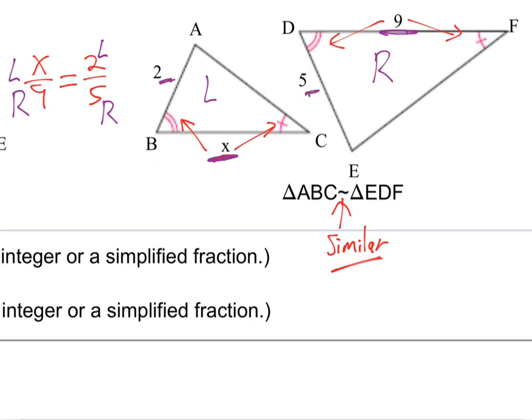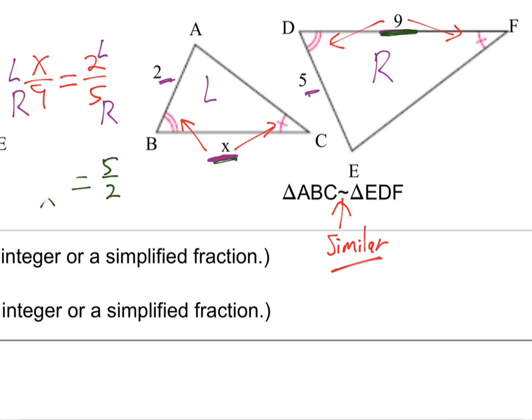Now, you could do it the other way. You could have started from the beginning with 9 over x. That would have been fine. But if you do, you're starting with the right triangle, so you're doing right over left. Then just make sure you do right over left for the other one, 5 over 2. And it'll all be good. As long as you're consistent, left, right, or right, left, it's all good.